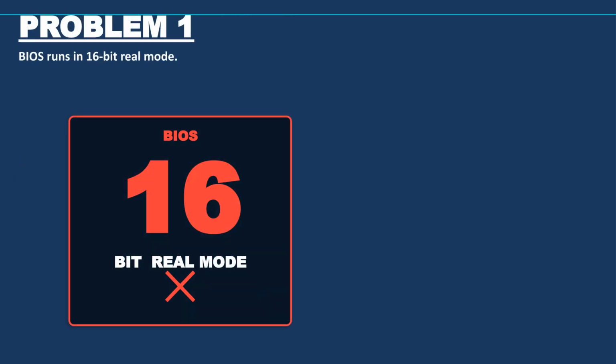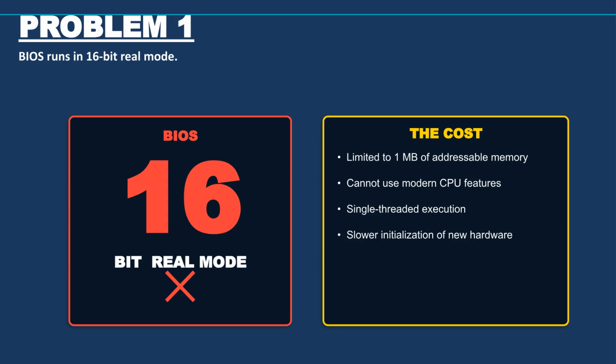BIOS operates in 16-bit real mode. This has several drawbacks, including a memory limitation of only 1 megabyte. It cannot use modern CPU features and is slower due to single-threaded execution.